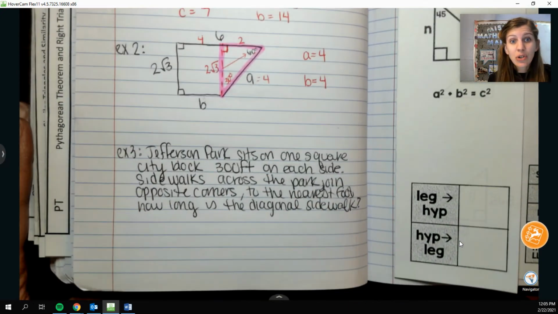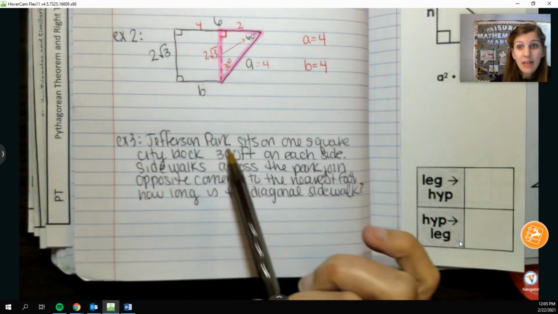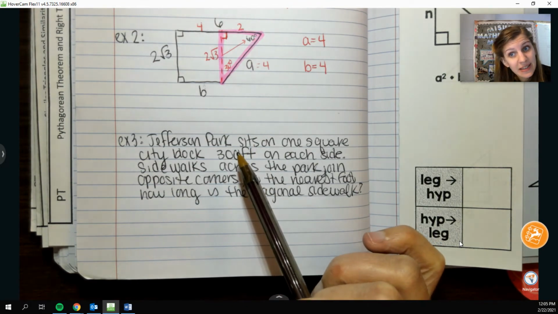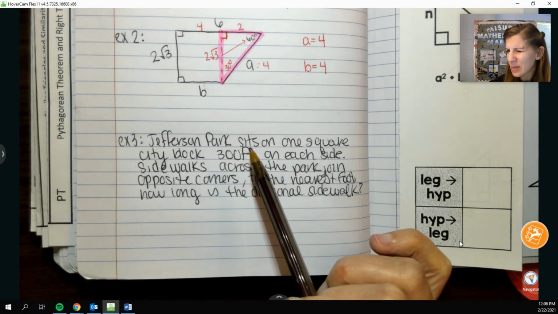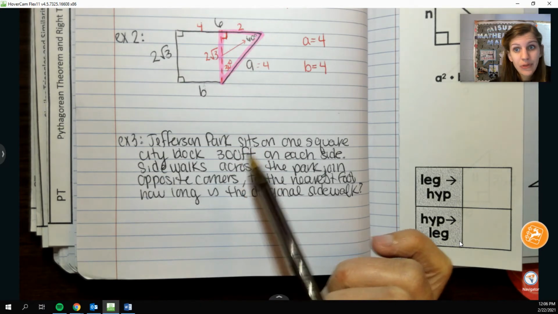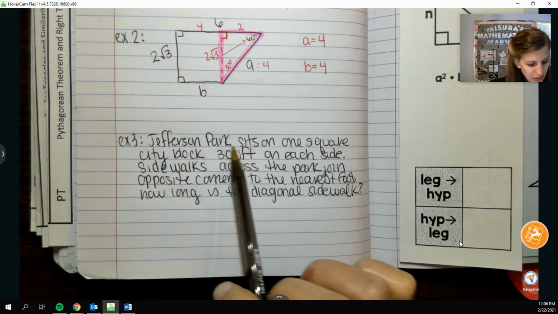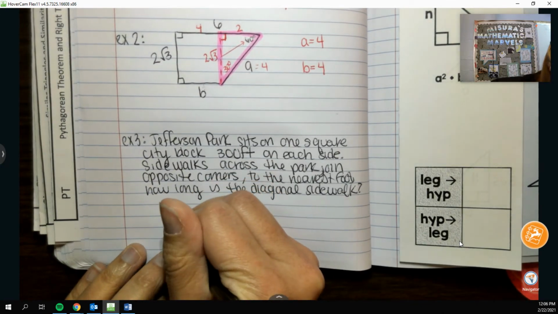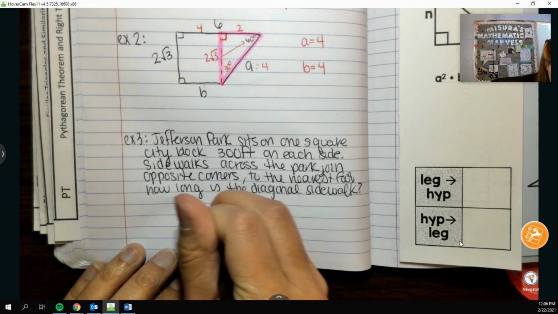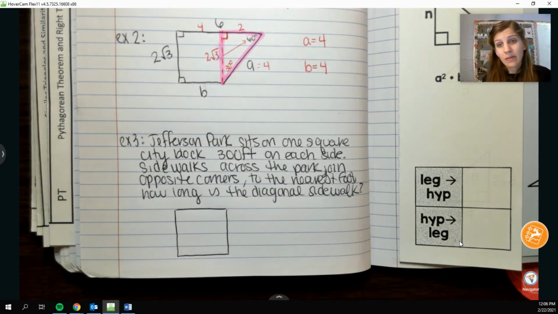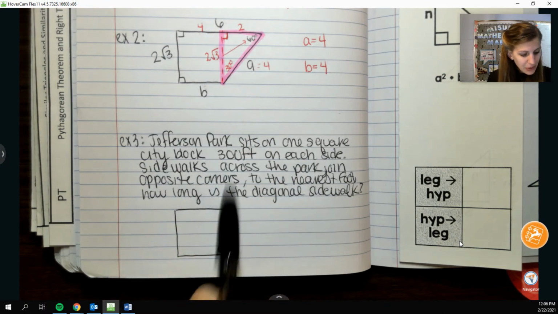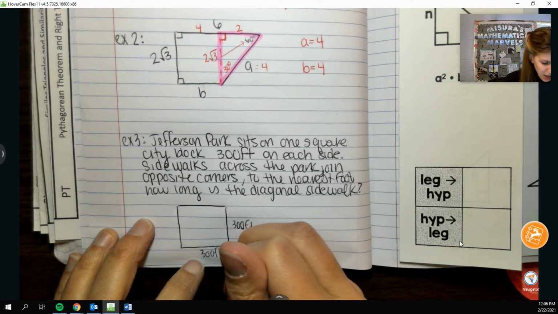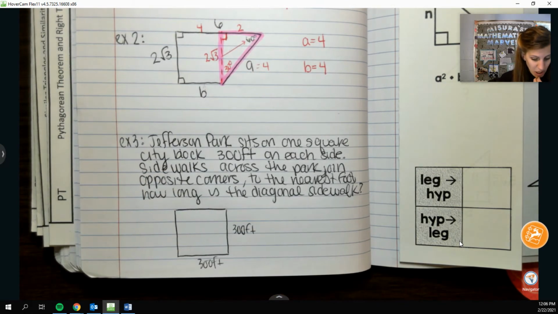And then if I'm looking at a story problem type, it's all going to be based around the fact: do I have a 45, 45, 90, or do I have a 30, 60, 90? Or it could be something like, do I have a square or do I have an equilateral triangle? So we have to know how they connect. So Jefferson Park sits on one square city block. So I do have a square. And if I'm talking about a square, I'm also really talking about a 45, 45, 90. So it's on one square city block, 300 feet on each side. Sidewalks across the park join opposite corners.